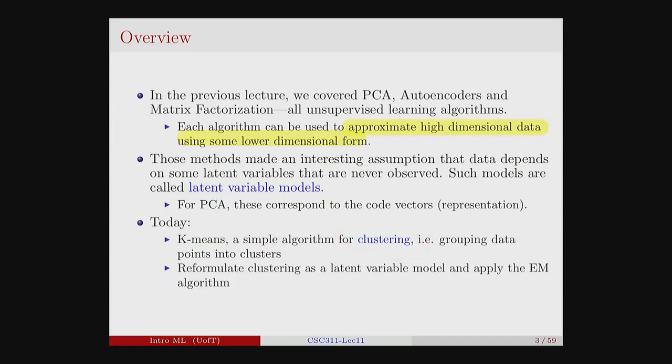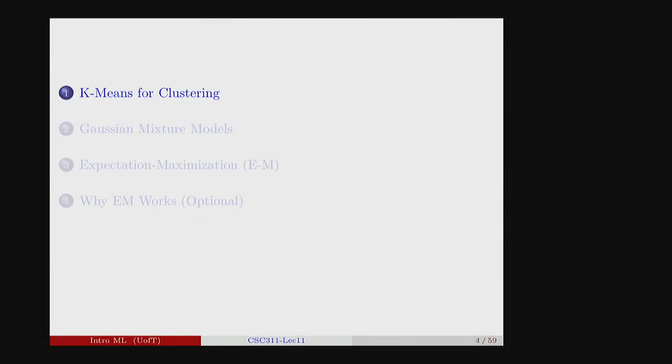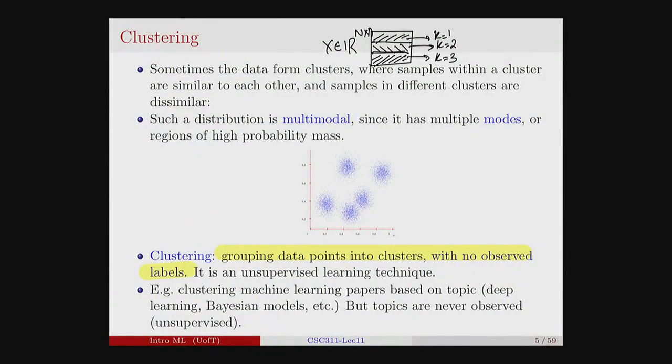And today, we're going to talk about a different kind of unsupervised learning, which is an algorithm for clustering. For those of you who haven't heard this word before, clustering means to group data points into clusters. What we're going to do is reformulate this problem of clustering as a latent variable model and learn that model using the EM algorithm. But we're going to start very simple first, which is the k-means problem.